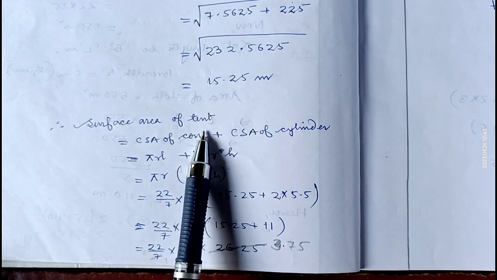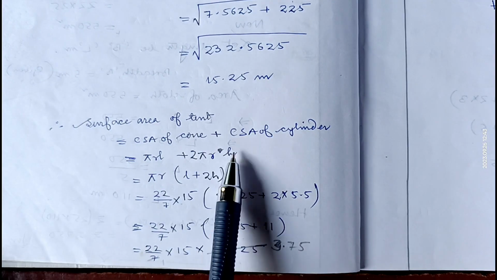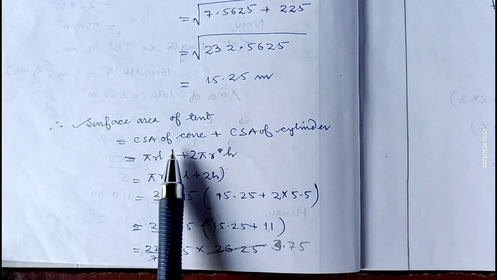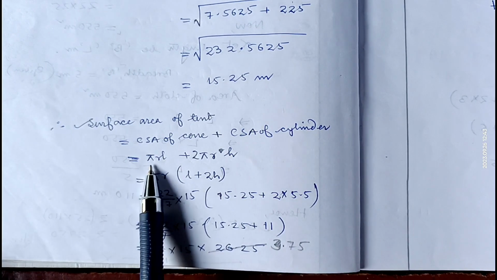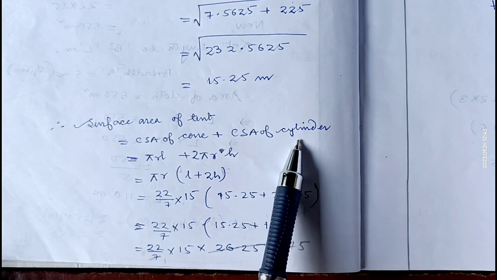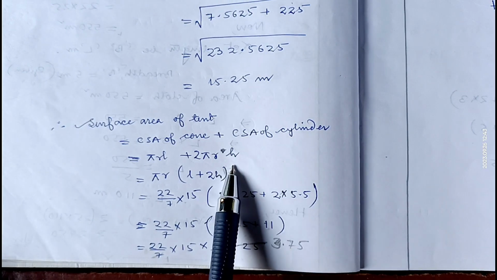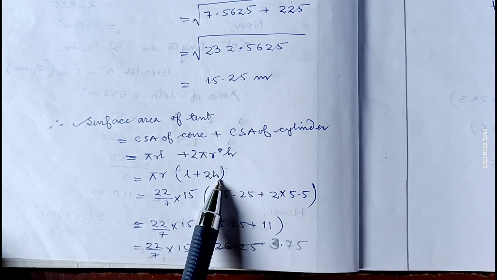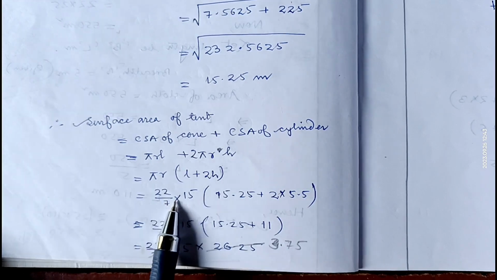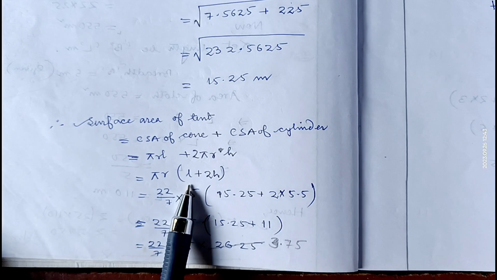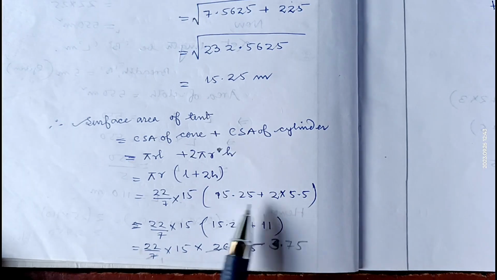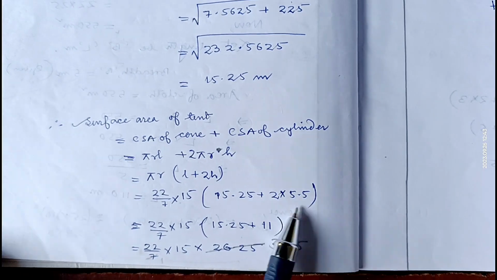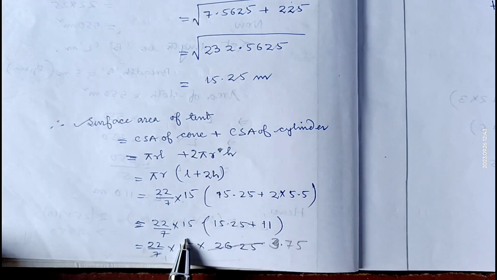Now surface area of the tent will be curved surface area of the cone plus curved surface area of the cylinder. In case of cone, formula is πrl, and in case of cylinder, it is 2πrh. From these two I can take πr common, it will be l plus 2h. π is 22 by 7 into 15. l, we got 15.25 plus twice h, 2 into 5.5. So 22 by 7 into 15.